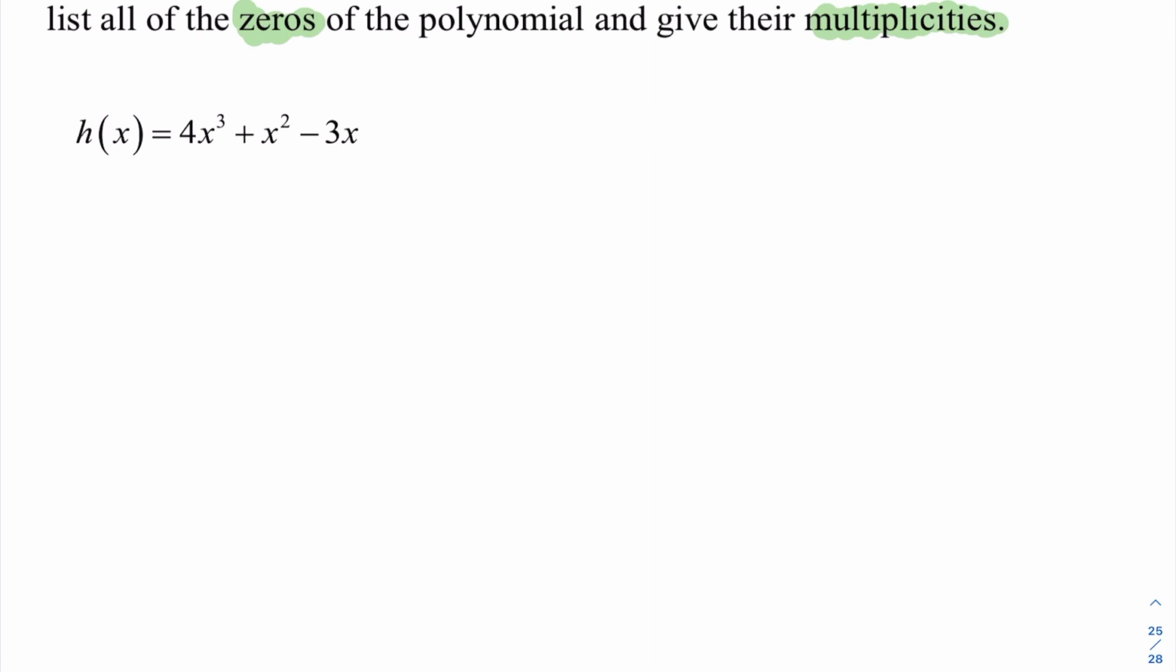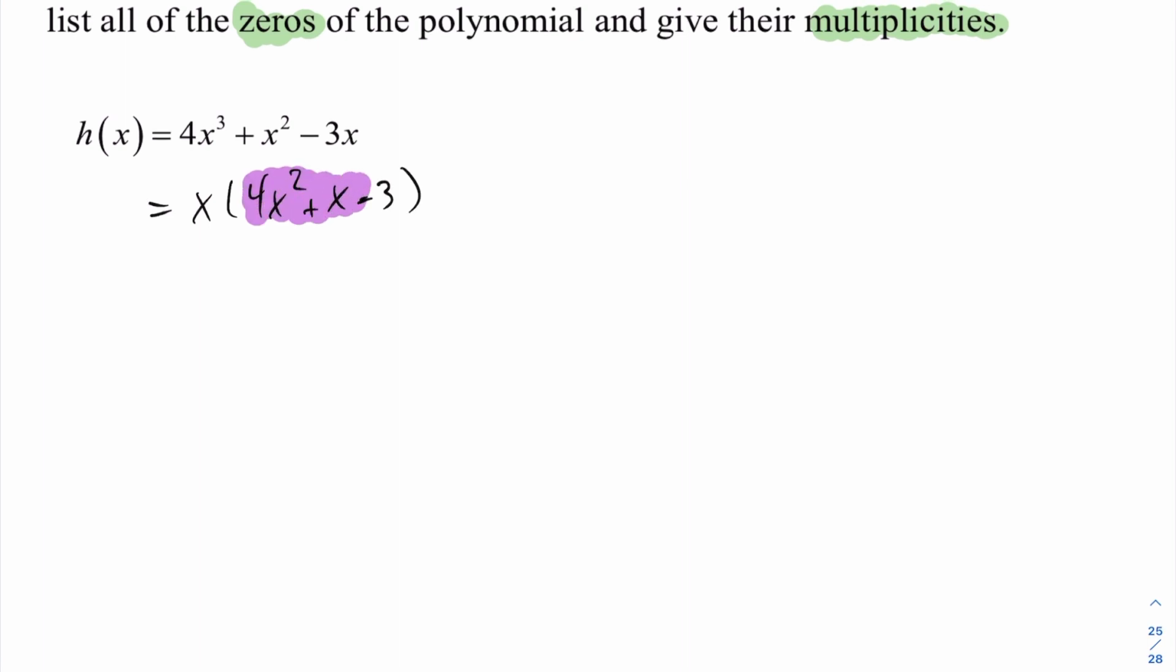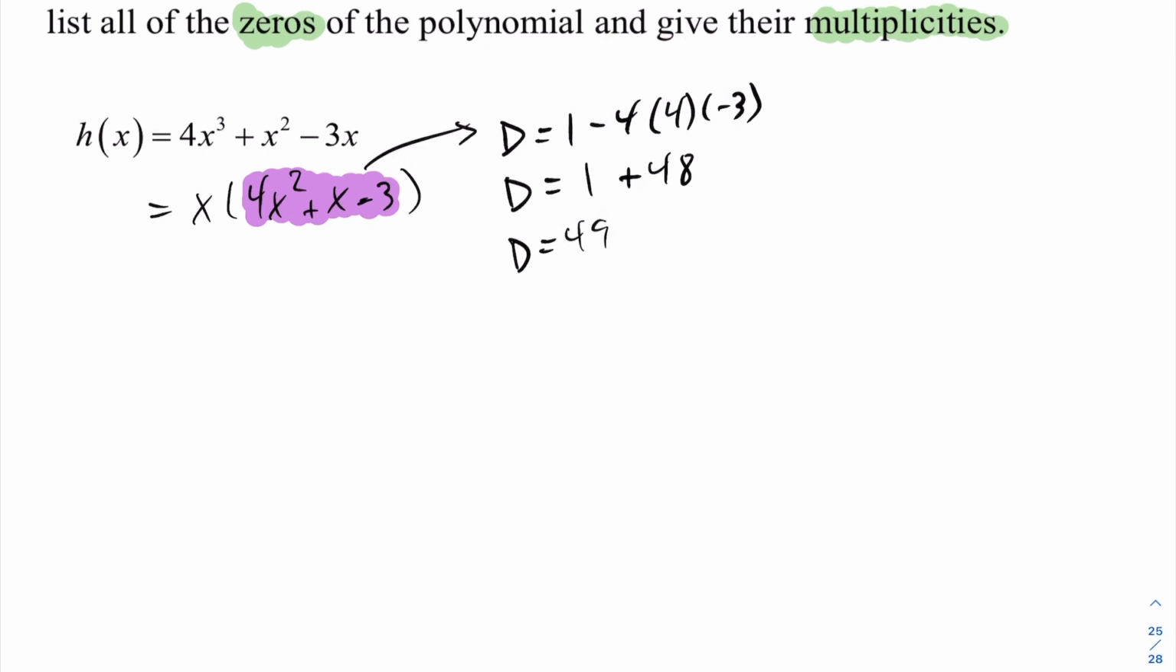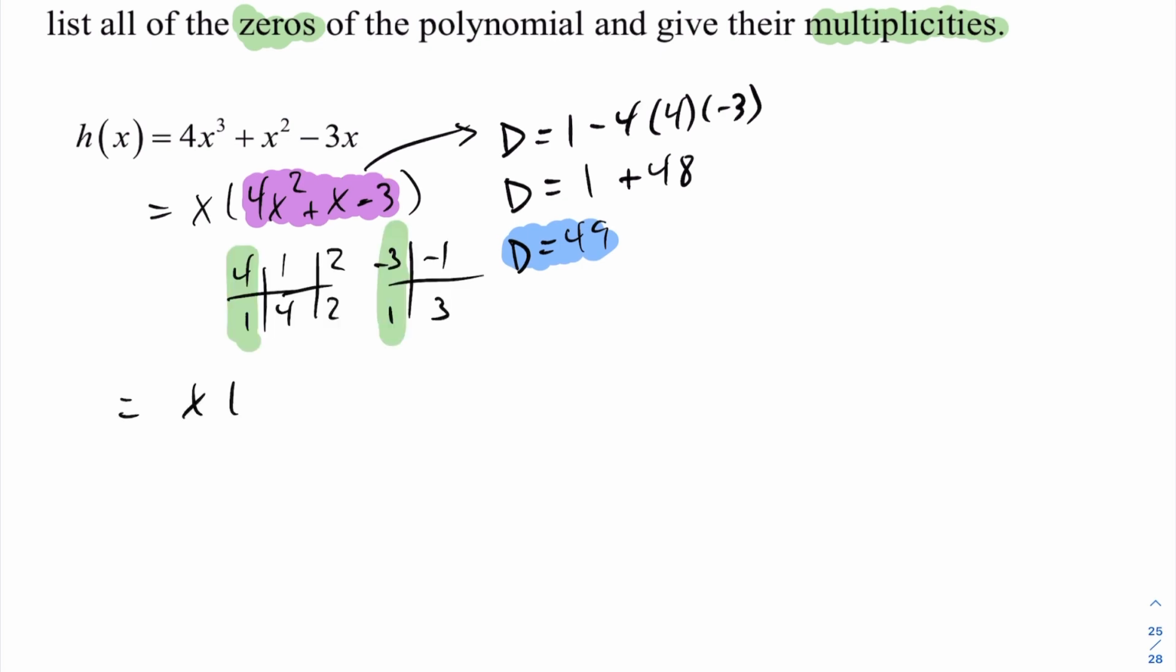Whenever you're factoring, looking for roots, the first thing you look for is a GCF. This has a GCF of x. Inside it'll leave me with 4x squared plus x minus 3. Now if I take a look at this quadratic, I can go ahead and calculate the discriminant. The discriminant here is going to be my b squared, which is 1, minus 4 times your a value, which is 4, and your c value is negative 3. This ends up equating to 1 plus 48, and I get my discriminant here is 49. So my discriminant here is a perfect square. This will factor nicely if you take a look here. And quickly using charting, I see this factors into 4x minus 3 times x plus 1.